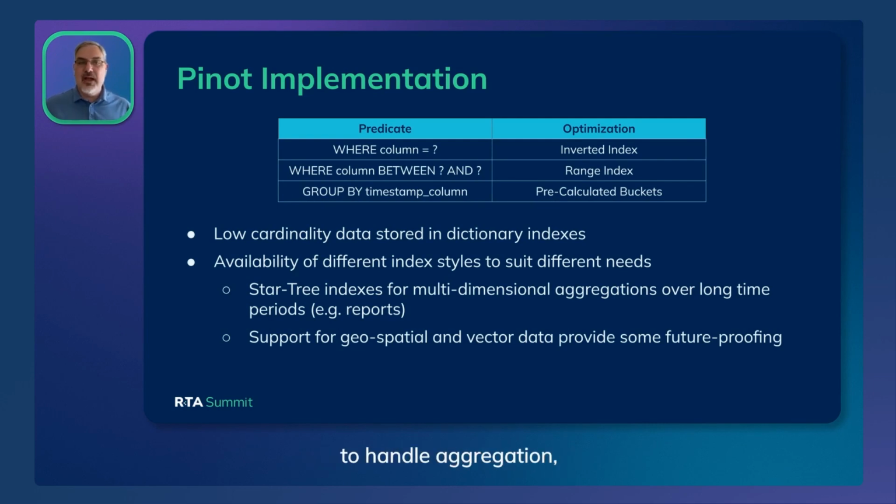Pinot is really designed to handle aggregation-heavy queries over large volumes of data, especially time series data, and this is exactly what we do. So specifically, what we did to optimize our implementation is we use a lot of inverted indexes for our low cardinality fields. We have a lot of those. This allows Pinot to quickly access and filter predicates. We also use range indexes for our timestamps. This is an optimization for those between-style queries.